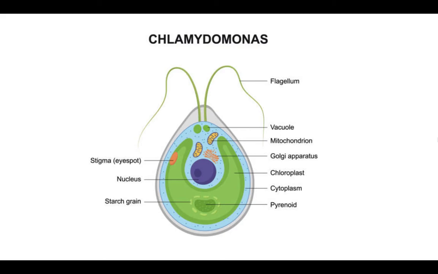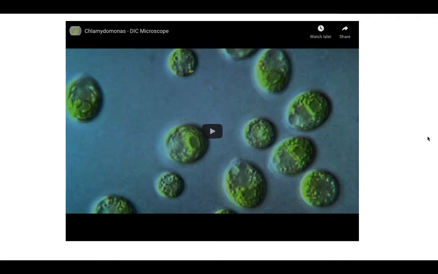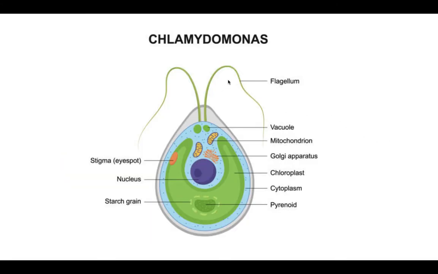Another thing to notice is that it has an eye spot, which allows it to sense light. Its response to light is to move towards the light. Because it's photosynthetic, it needs light to perform photosynthesis. The flagella are these whip-like structures that allow it to move. So when they beat like a whip, they send the organism in the opposite direction.